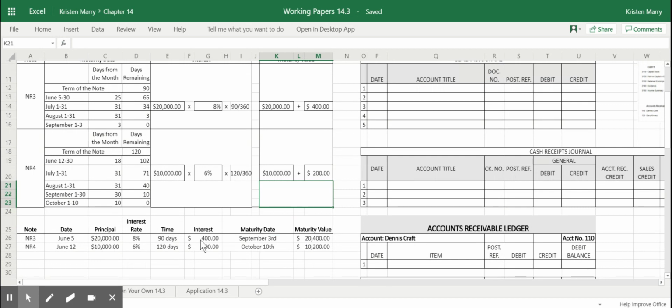This table here, which I've already pre-filled in, you'll need to fill yours in when you do your application problem, but it's basically just transferring these numbers down into your chart. So interest for notes receivable 3 was $400. Interest for notes receivable 4 was $200. The maturity date we found for the number 3 was September 3rd. Maturity date for note receivable 4 is October 10th. And then the total value that they owe us on that maturity date, $20,400 and $10,200.